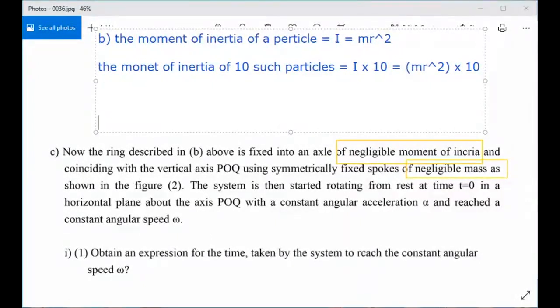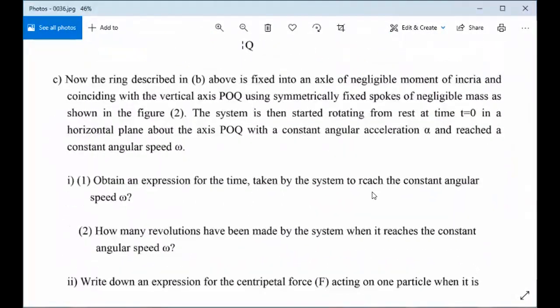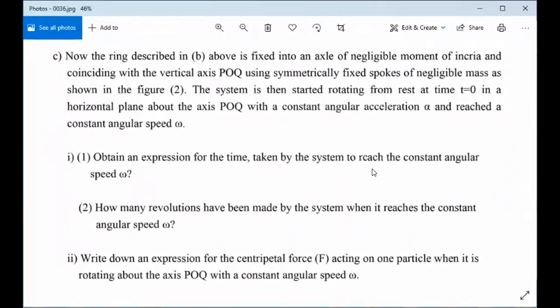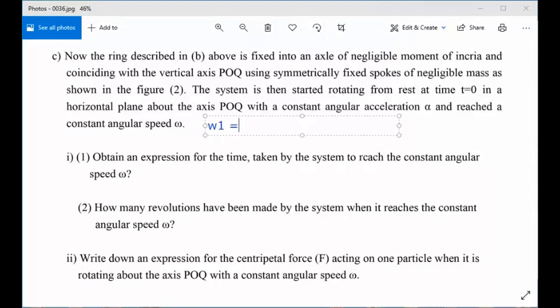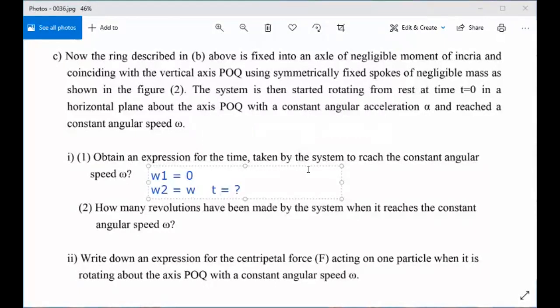So it's so simple. The story is clear. Do not worry about any of the things. We should not worry about the system because the system does not have any mass, right? Now, initial angular velocity, they have given omega 1 as 0. Final angular velocity, omega 2, they have given as omega. And angular acceleration, they have given alpha. They ask us to obtain an expression for simply t. Am I right? So this is what they have asked in Roman number 1, the first question. Obtain an expression for the time taken by the system to reach the constant angular speed.